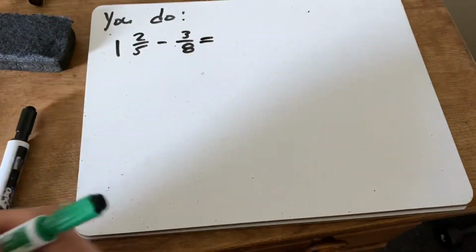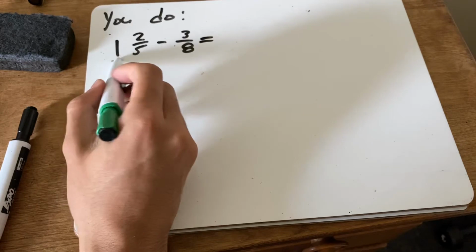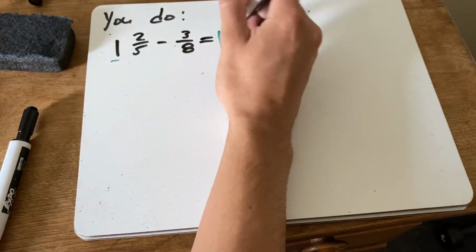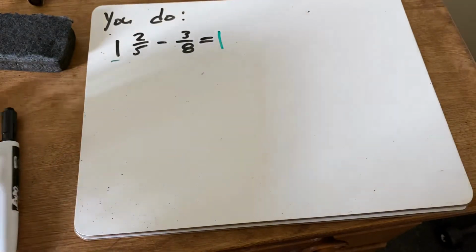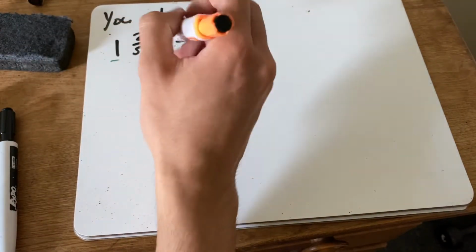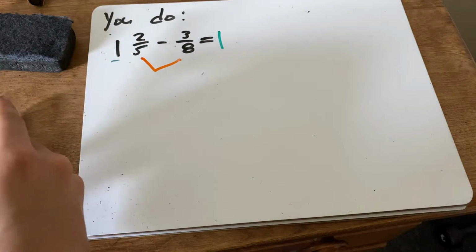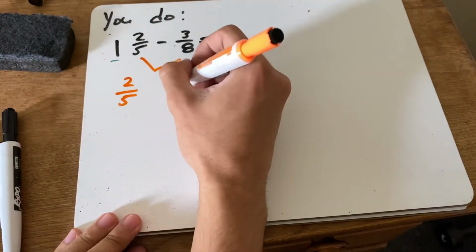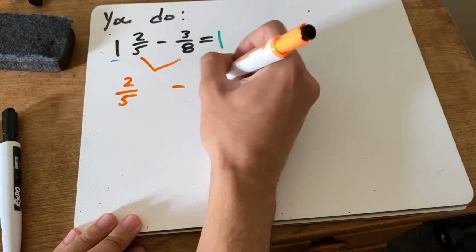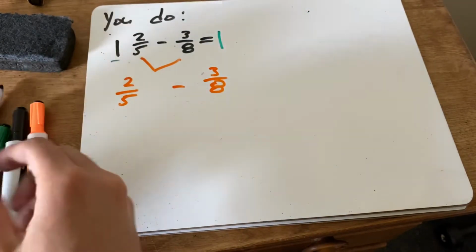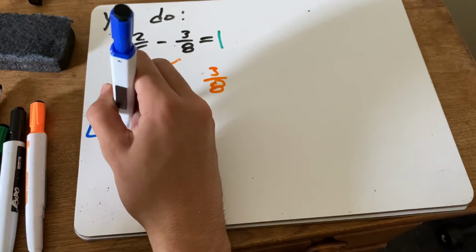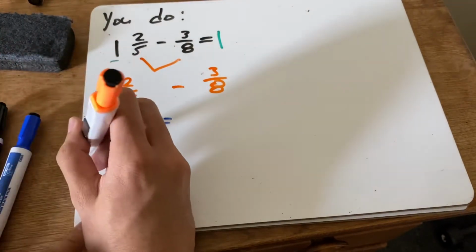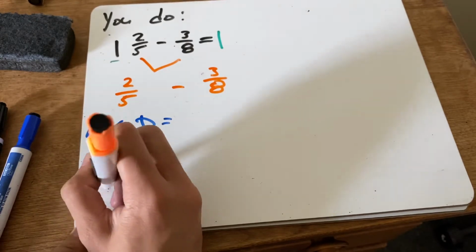Again, much like before, let us worry about our whole numbers. I have 1 here. I don't have anything here, so 1 minus 0, that's just 1. All right. Now let's go ahead and subtract our fractions. We have 2 over 5 minus 3 over 8. We're going to find our LCD, our least common denominator. We have 5, and then we have 8.